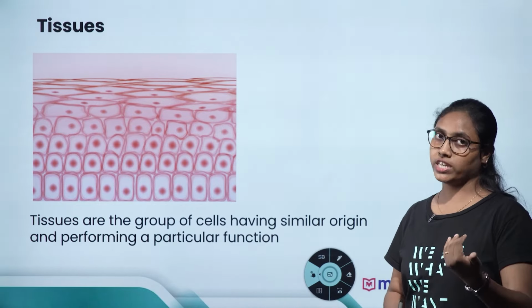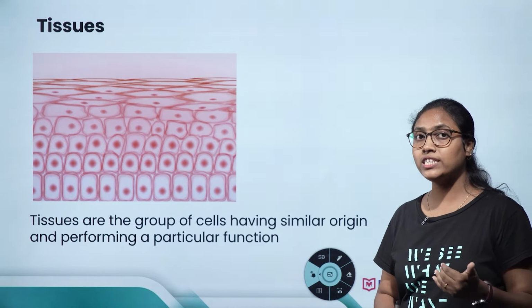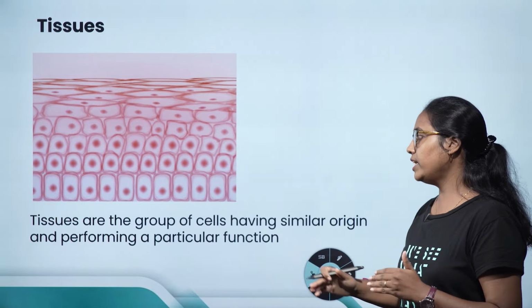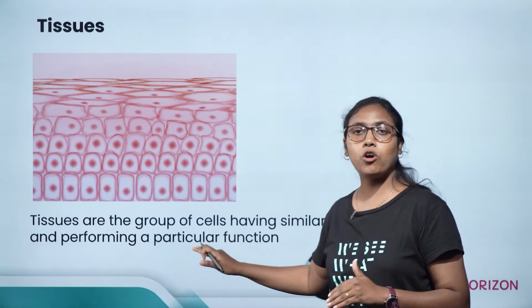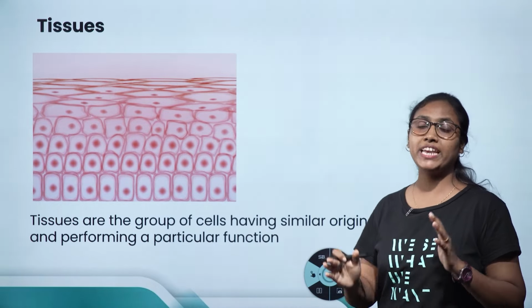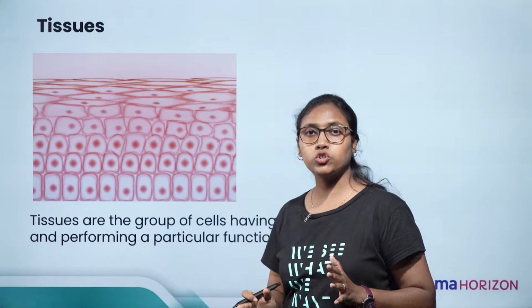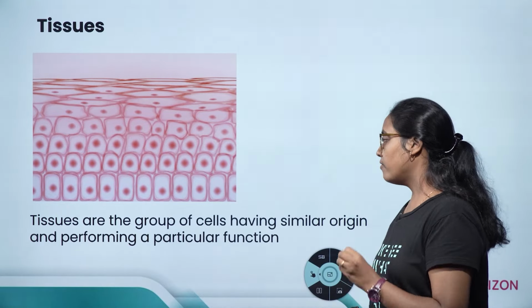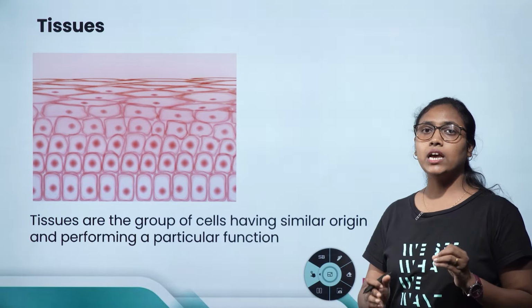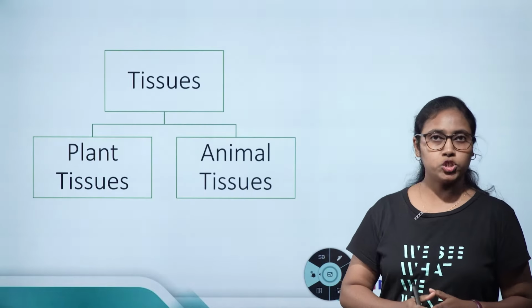Now, what is the function? As we have seen, the wall provides protection. Similarly, here a tissue performs a particular function. Based on the type of tissue, they perform particular functions. So, now let's see the types of tissues.